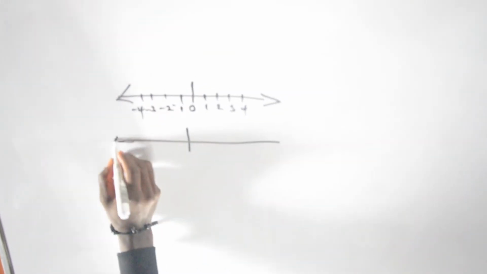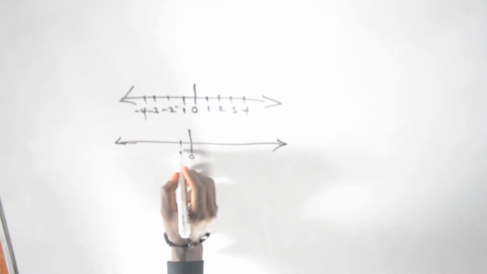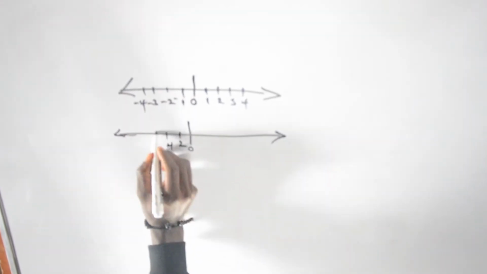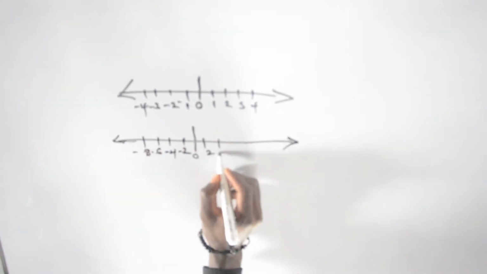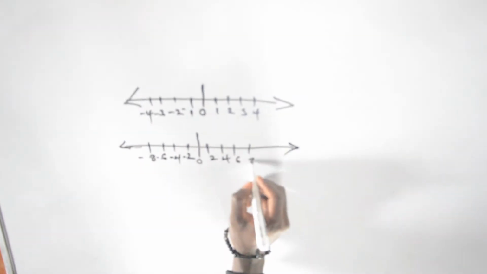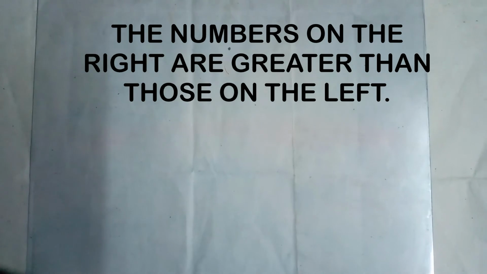Another number line can be in this form, going up to infinity, 0. We have 2, 4, 6, 8. These are negatives, and then this is 2, 4, 6, 8. That is simply a number line. But to begin with, the numbers on the right side are greater than those on the left side.